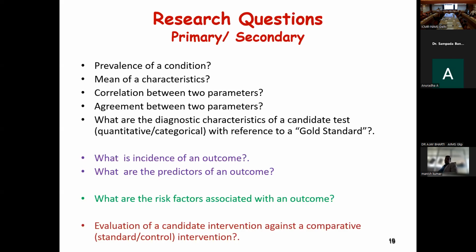Next, you need to know what inputs are required for these objectives. Then if your question is, what is the incidence of an outcome? What are the predictors of an outcome? What is the study design? You heard the study design?